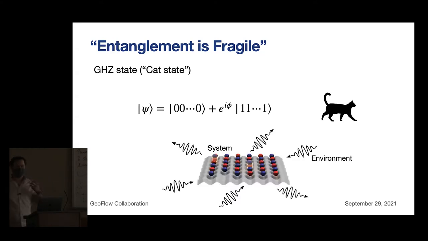This is particularly problematic if you're interested in building up lots of many-body entanglement in an experiment, because your experiment is always coupled to your environment, and so you're always being measured by your environment and exchanging quanta with it. And so if you're going to try to build a Schrodinger cat state, you're going to have a lot of trouble.